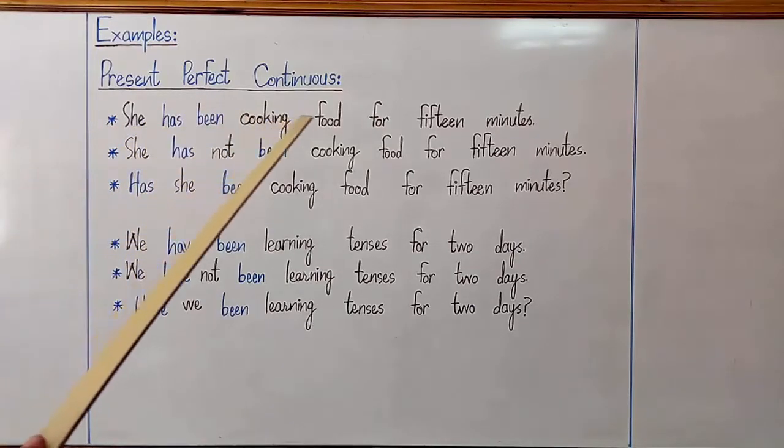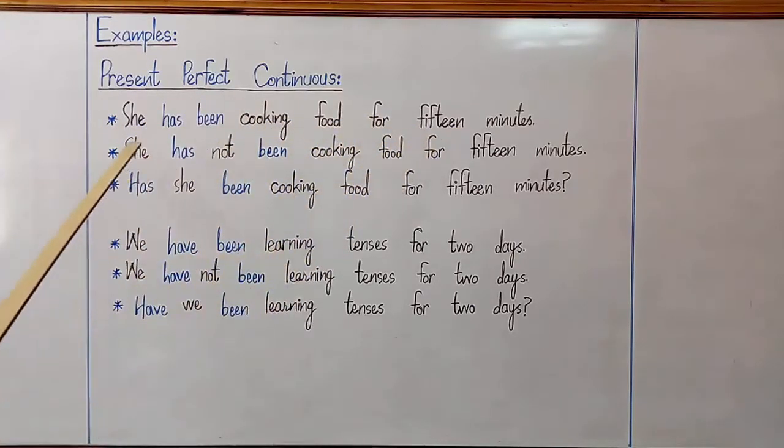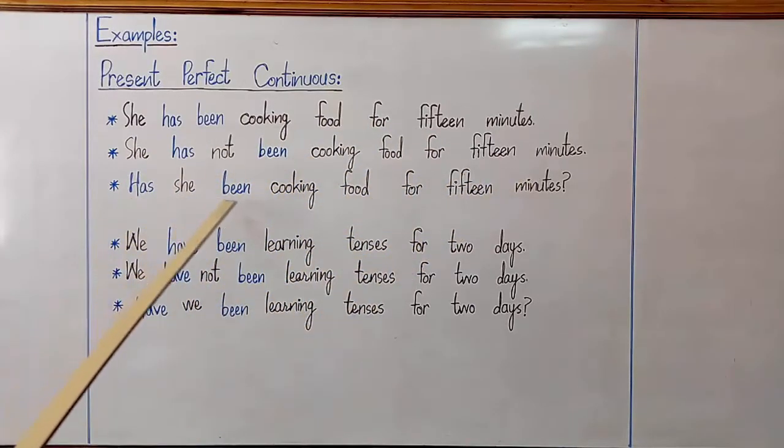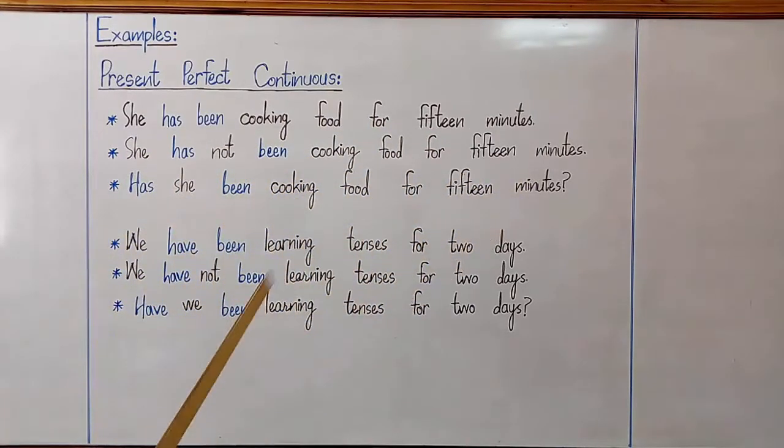She has been cooking food for 15 minutes. She has not been cooking food for 15 minutes. Has she been cooking food for 15 minutes? We have been learning tenses for 2 days. We have not been learning tenses for 2 days. Have we been learning tenses for 2 days?